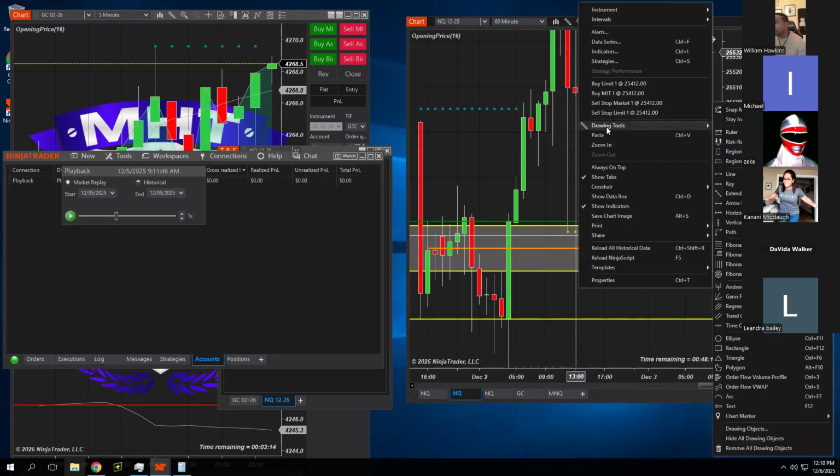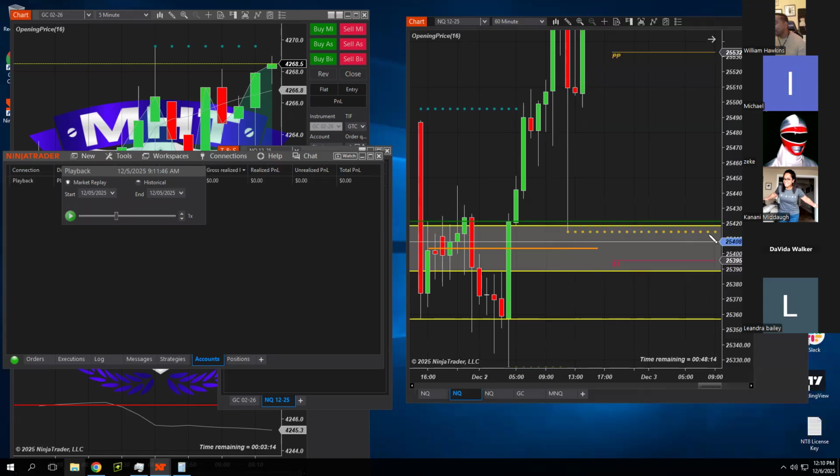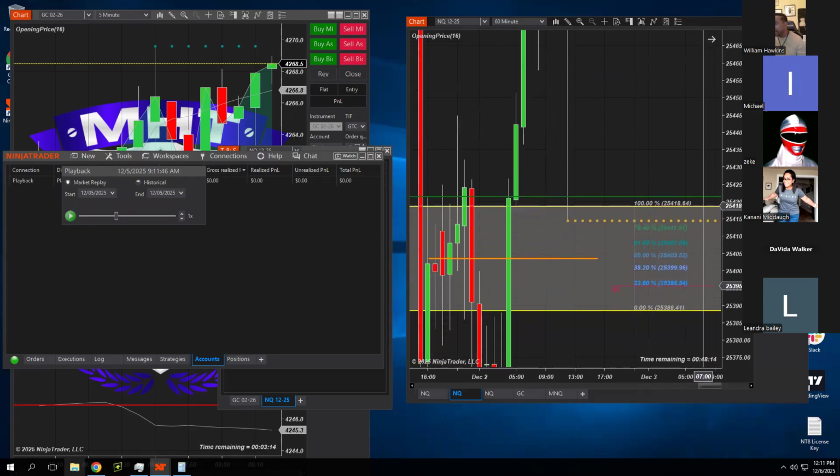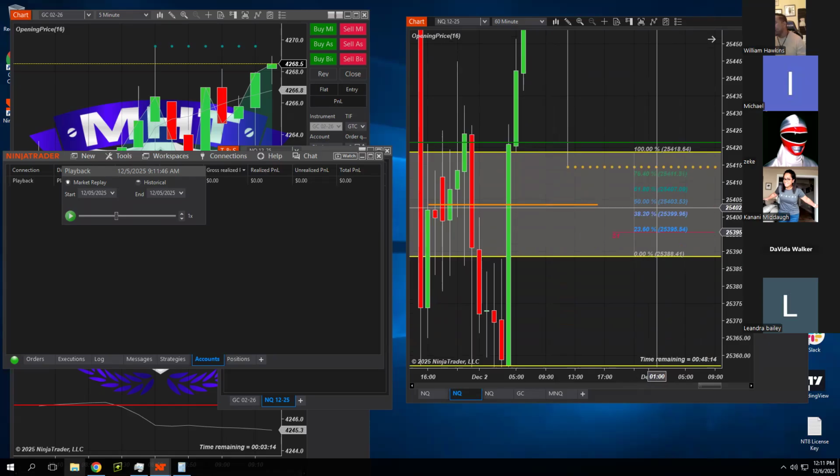So what you would do is go to drawing tools, Fibonacci retracement, and go from the top of that gap to the bottom. It'll tell you exactly where the 50% is. See, 50% is at 25403.53, so I would put it at 0.50. You notice that 50% is right there where that level is too. It's just weird how levels are sometimes on top of each other. It's literally right there at the 50% of that gap.